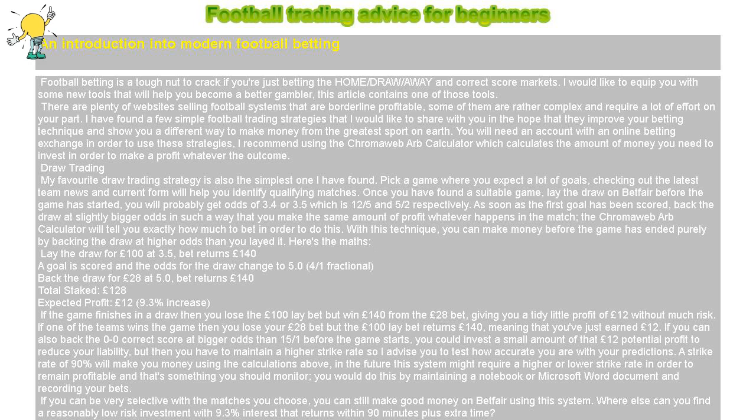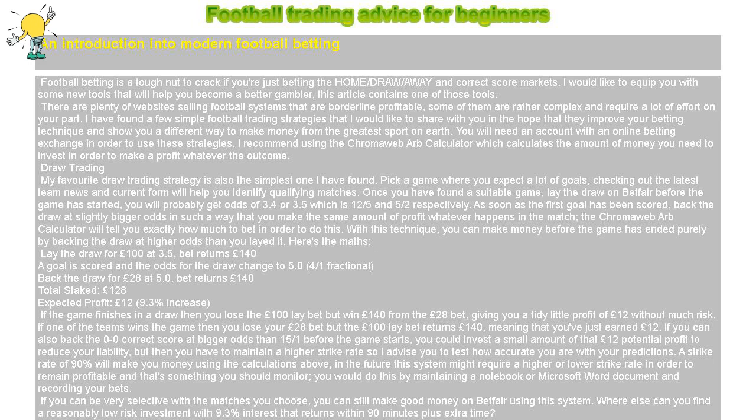9.3% increase. If the game finishes in a draw, then you lose the £100 lay bet but win £140 from the £28 bet, giving you a tidy little profit of £12 without much risk. If one of the teams wins the game, then you lose your £28 bet but the £100 lay bet returns £140, meaning that you've just earned £12.